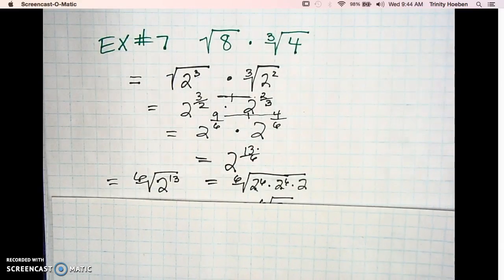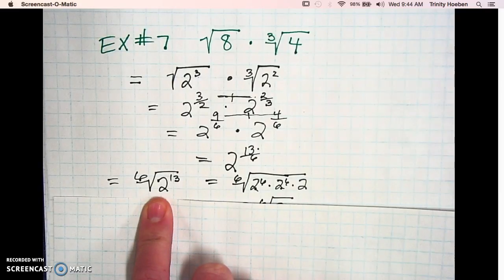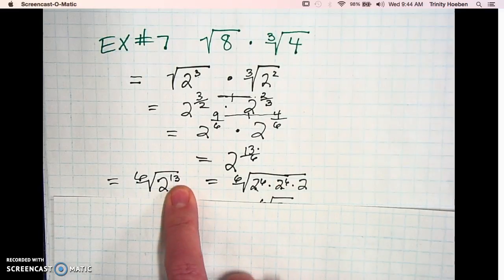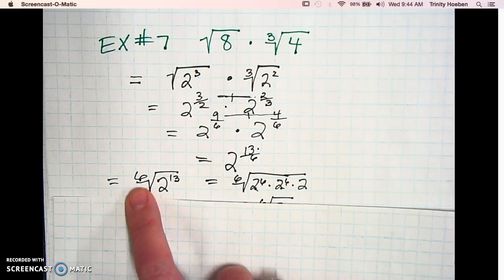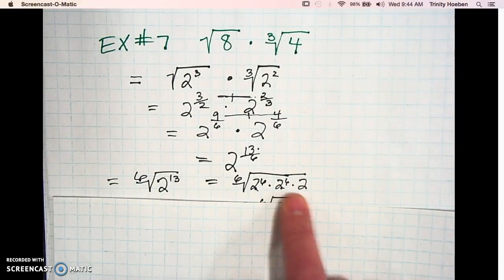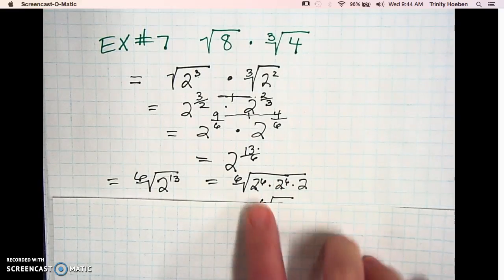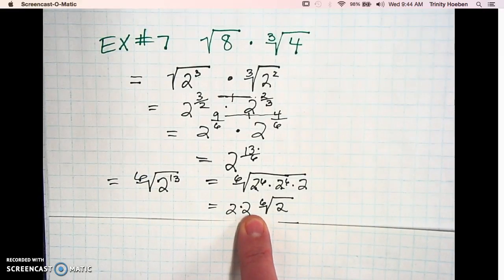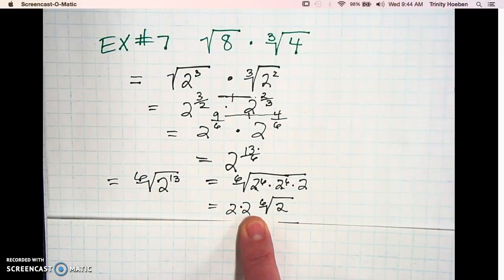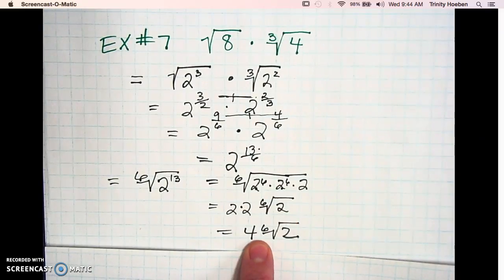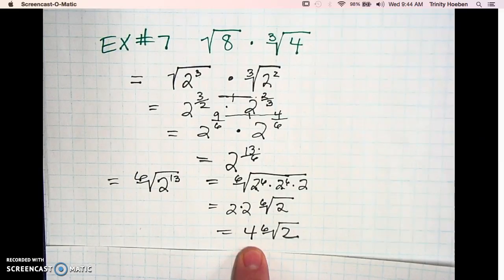Then rewrite that in radical form. So you have the 6th root of 2 to the 13th. Since 13 does have 6ths in it, I rewrote it as 2 to the 6th times 2 to the 6th times 2 to the 1st. Each of these two have one that comes out, so we need to multiply those together, and one left over stays inside. So the simplified answer is 4 and the 6th root of 2.